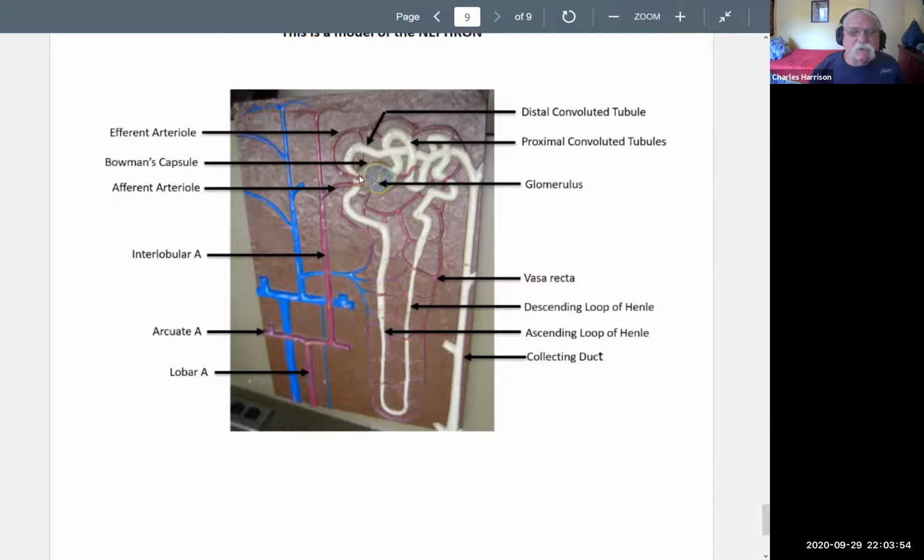The efferent arteriole, leaving Bowman's capsules here, fans out, and the capillaries that it forms retrieve valuable material from the loop of Henle. This fanned out area of what we call peritubular capillaries is also known, and we will call it the vasa recta.